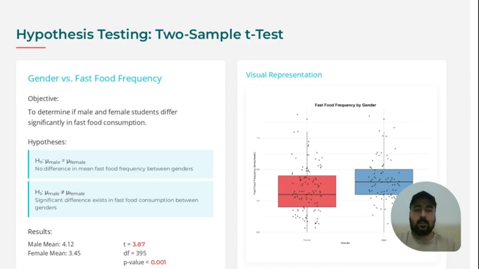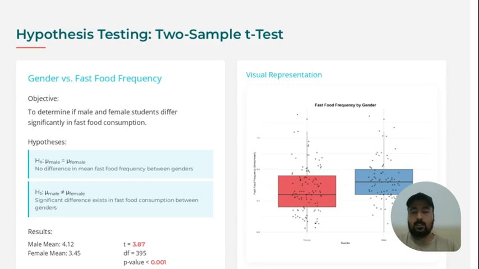Now we will dive into our hypotheses. As you can see here, we will go to the core of our statistical analysis, and it's the key findings that we apply to our hypothesis tests. Our first analysis addressed whether male and female students differ significantly in fast food consumption. So we conducted 2 sample tests. The first one is gender and fast food frequency.